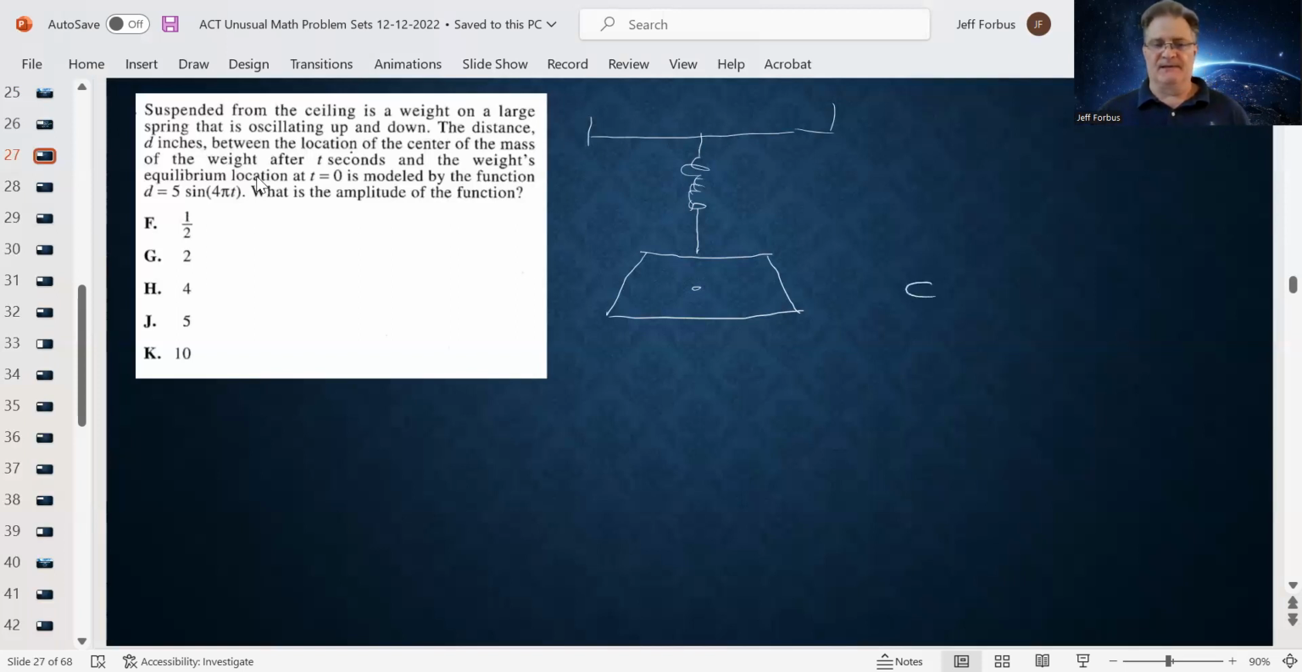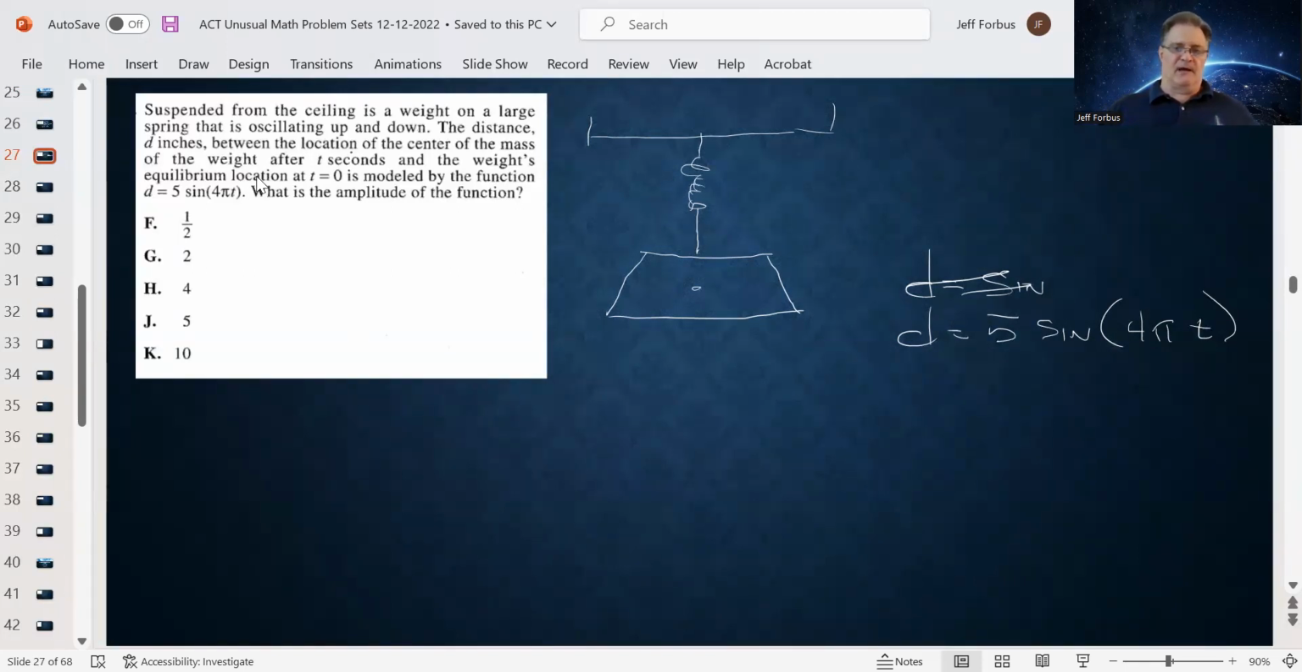So the function is, sorry, D is equal to 5 times the sine of 4 pi t. This equation describes a system. And it asks, what is the amplitude of the function?